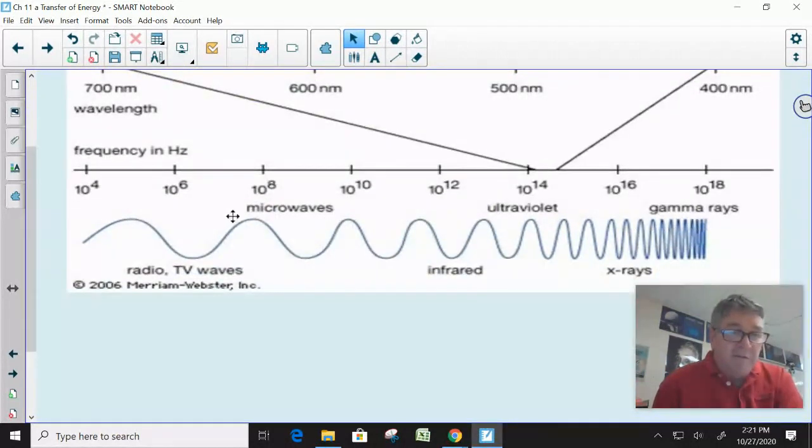The wavelength, you recall, is how far from crest to crest. We can say this has a long wavelength compared to these, or you can say it has a low frequency. This would be a high frequency. So it depends how they classify it. But generally, the sun sends out all of these things. The sun sends out radio, TV waves, and microwaves, infrared and ultraviolet and visible light, X-ray and gamma.